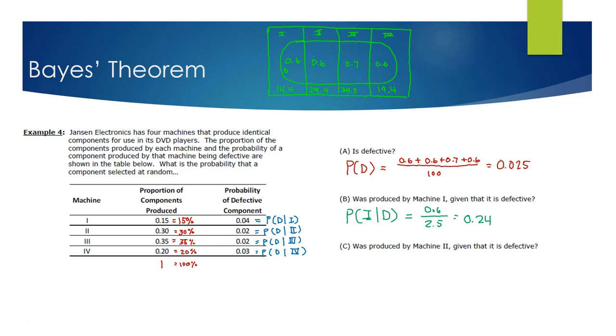And as you can see, since I have the same number in the defective group for machine 2, it's no surprise that when I find the probability that it came from machine 2, given that it was defective, I get the same value of 0.24, or about 24%.